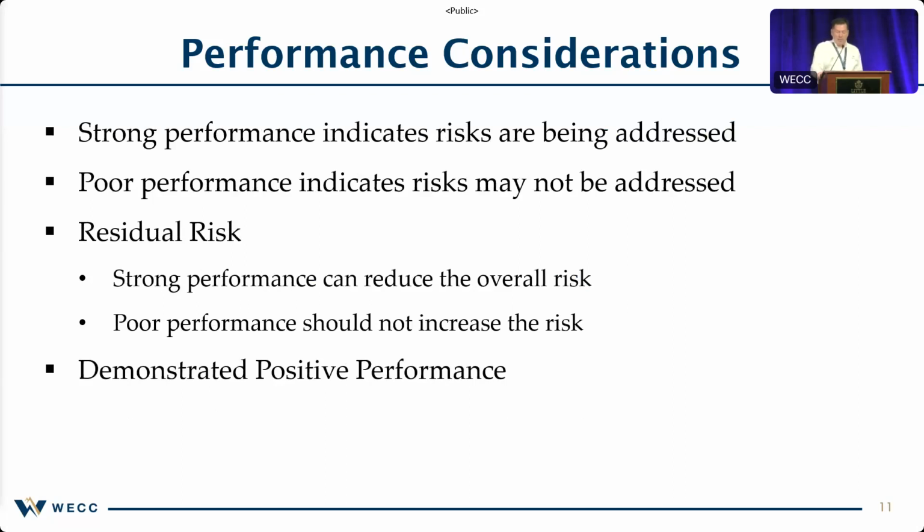So when the assessment of an entity's compliance and controls indicates that they have strong performance in a certain area, this indicates that there is reasonable assurance that the associated risks are being sufficiently mitigated. If the assessment reveals poor performance, we have less assurance that the entity will be compliant or that the unmitigated risks will lead to a reliable and secure BES.